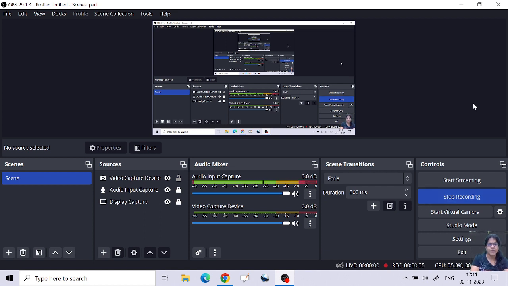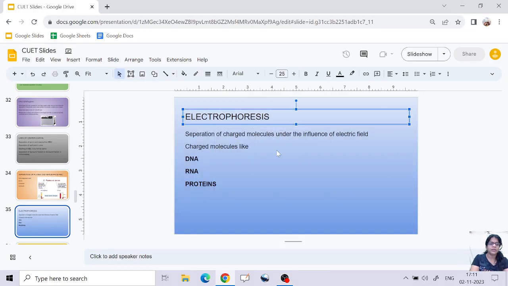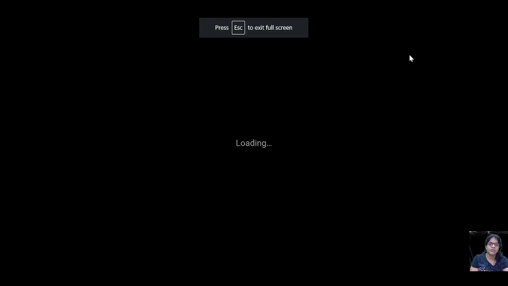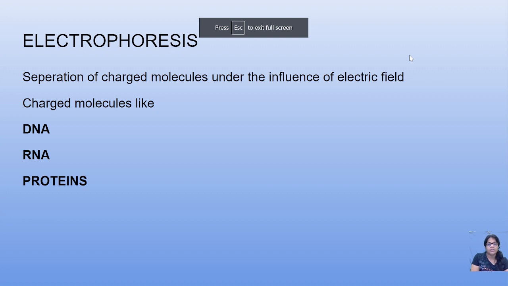In this class I want to discuss a separation technique which is used very widely in laboratories for the separation of macromolecules, biomolecules. So separation of DNA, separation of RNA, separation of proteins. In the last class we already discussed the process called centrifugation, where there is a separation of heavier particles from the lighter particles. But this time I want to concentrate on the topic called electrophoresis.